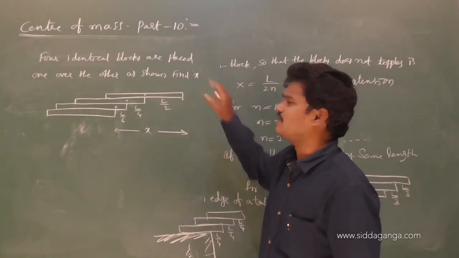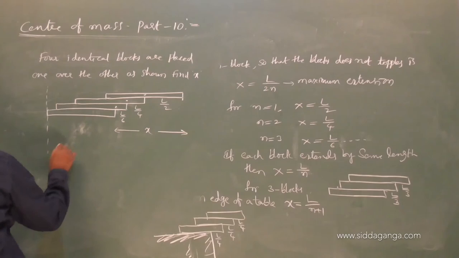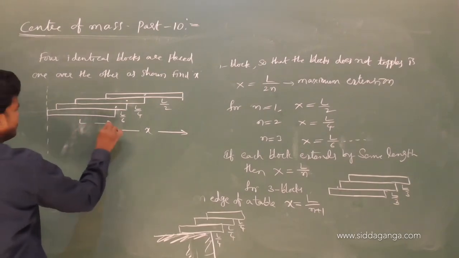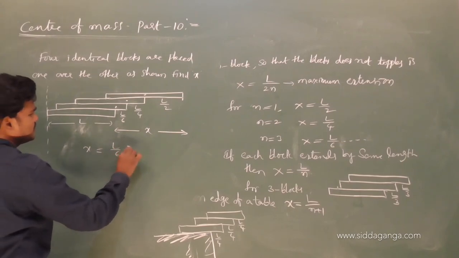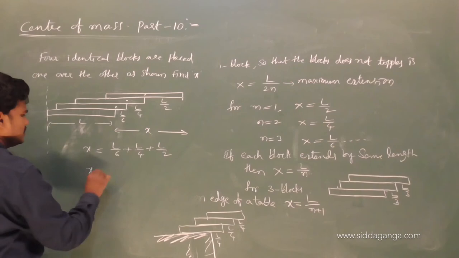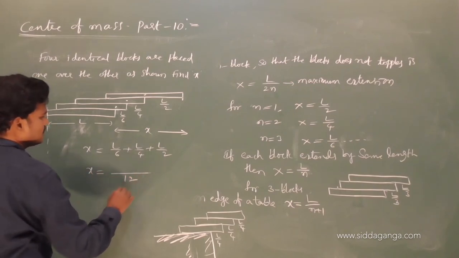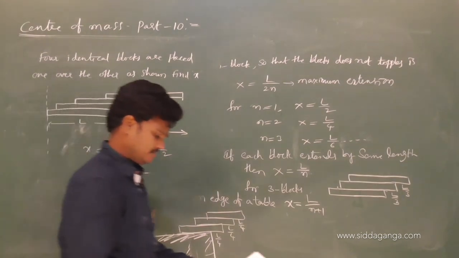Okay, they will give everything as data in papers. Okay, if they ask you to find from here, what you have to do? Extra, you have to add L. But right now they are asking only x. What is this x? L by 6 plus L by 4 plus L by 2. So this is 11L by 12. Check it.